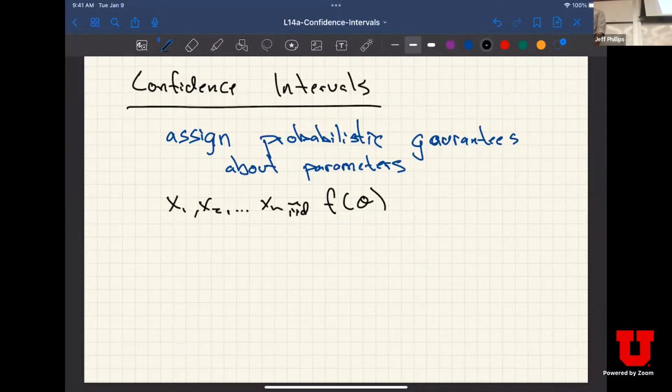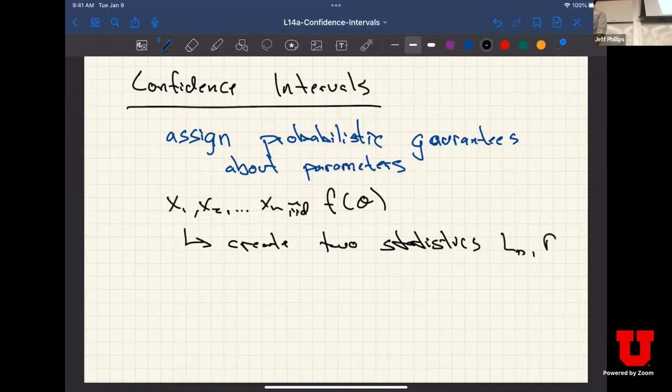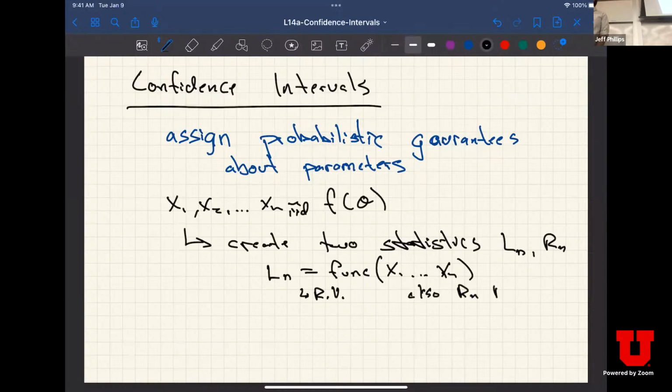And we're going to create two statistics, LN and RN. Again, a statistic is going to be a random variable. So LN is going to be some function we're going to call of x1 up to xn. It's going to be a random variable. Also, RN is also going to be a random variable, and we're going to have the property.